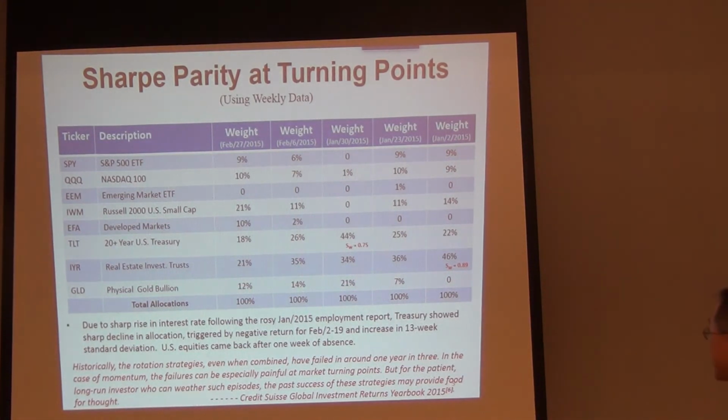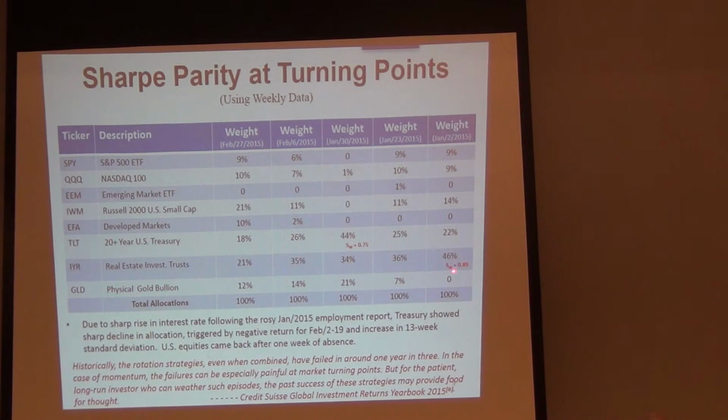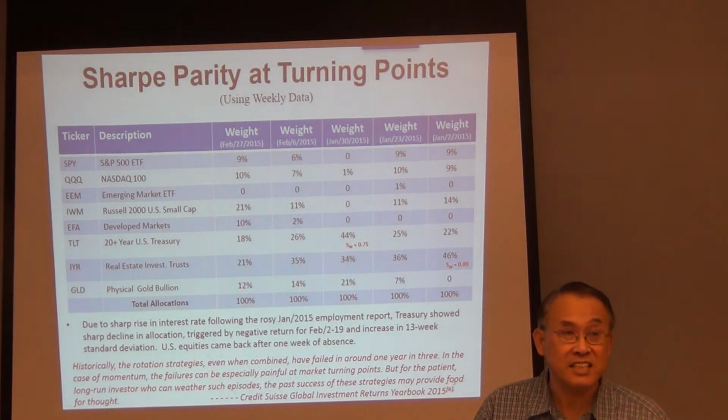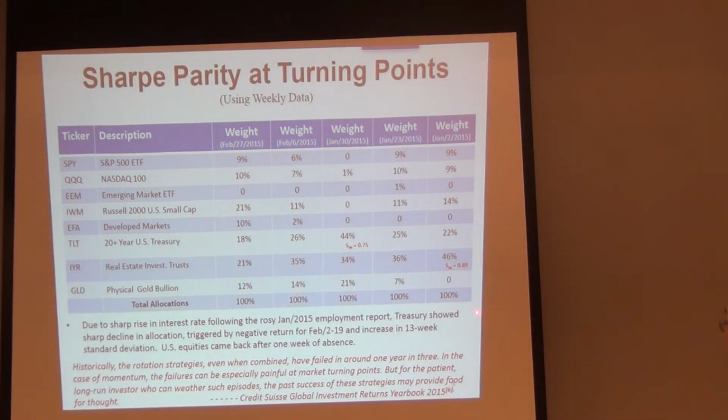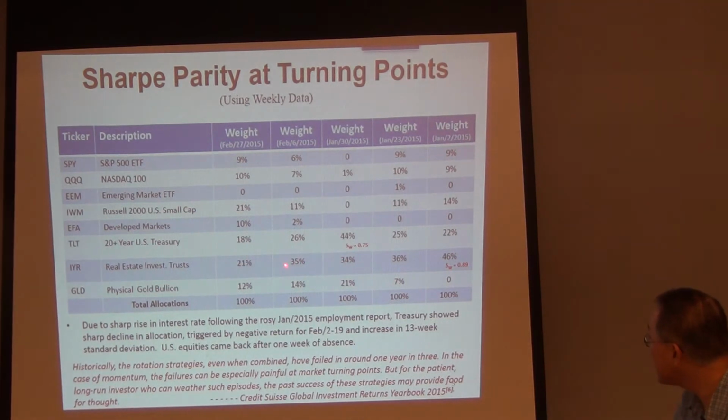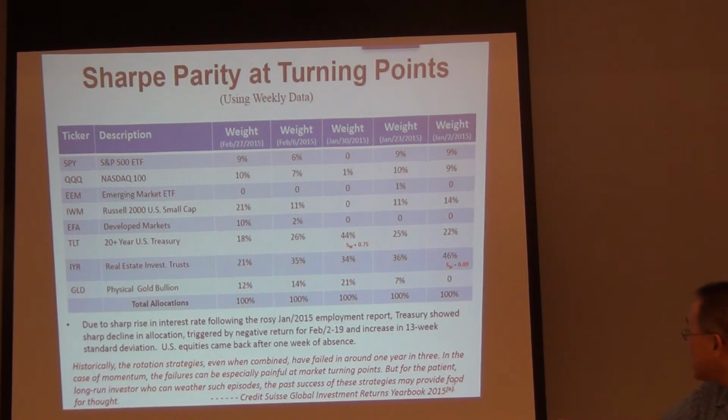And so in this case, the real estate investment trust has a very, very high weight because the short-term weekly Sharpe ratio was extraordinarily high. In this period, it was running about 60% annualized return. Okay, and that is clearly not sustainable. We will look into that deeper later on. And then therefore it declined quite a bit. By February 27, it declined from 46% to 21%.